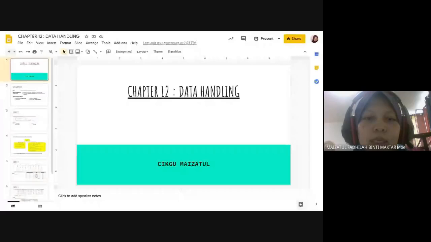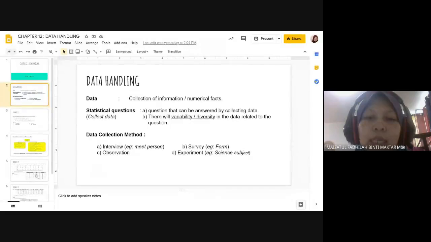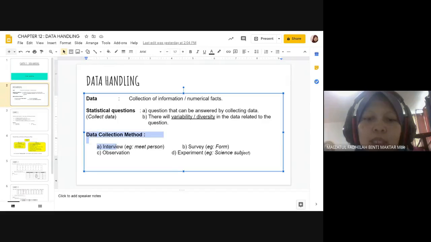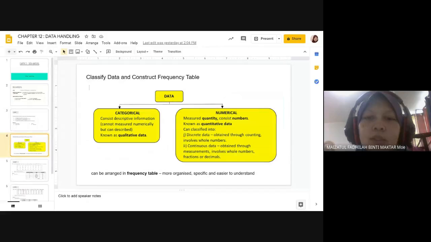Okay, so for those that do not understand this topic: we learn what data handling is first, and you must know how to collect the data. I just put some notes for you, the meaning of data collection method, how to classify data and construct a table. This one I put notes that you do not have in your textbook.